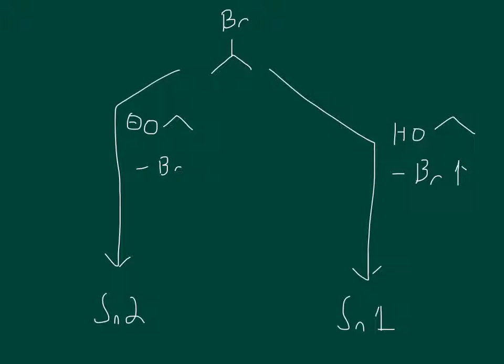Thus, since both mechanisms do depend on a good leaving group, it's harder to use that as a way to decide between SN2 and SN1. Finally, we actually have the solvent. And the two choices we have are protic solvents and aprotic solvents.